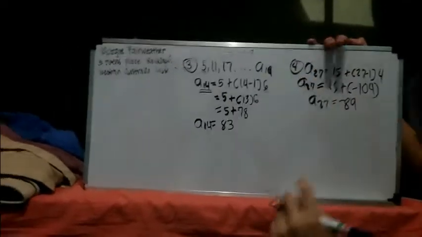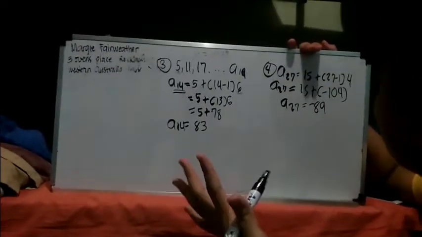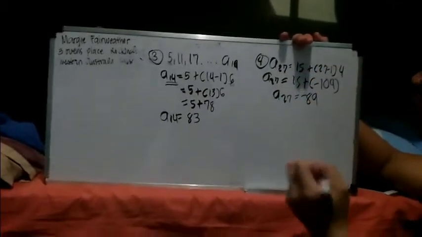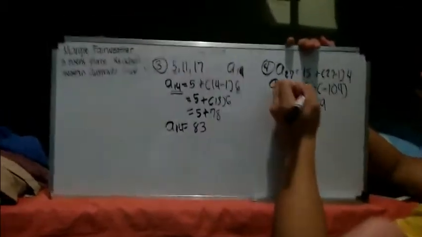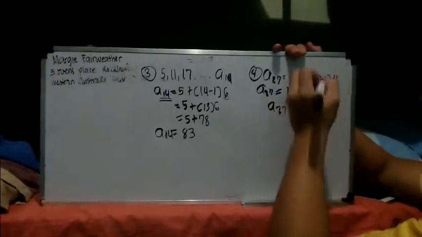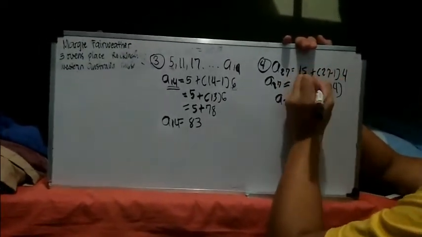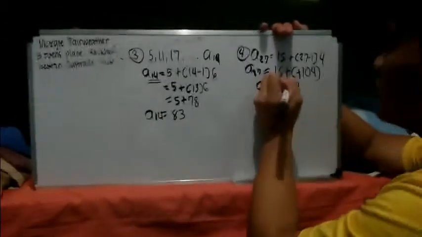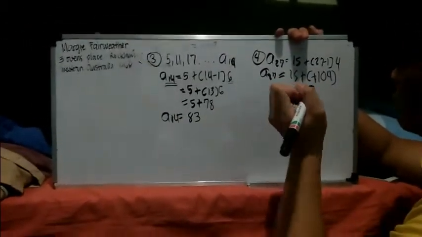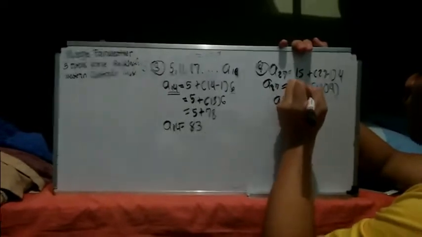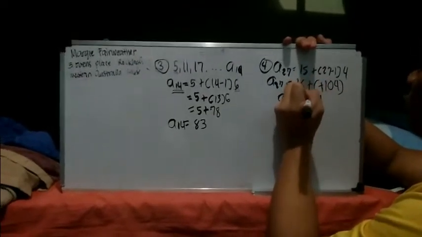So here, a_27 is equal to 15 plus 27 minus 1, then times 4. a_27 is equal to 15 plus 26 times 4, which is equal to 104. Then a_27 is equal to 129.